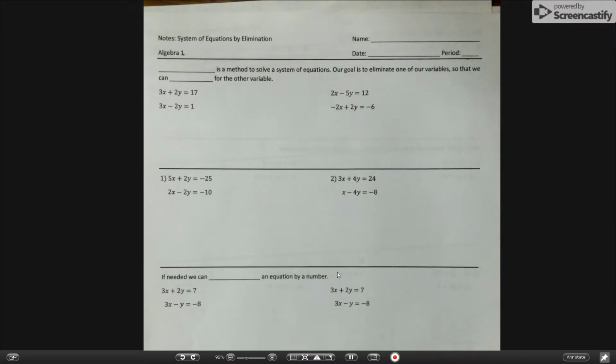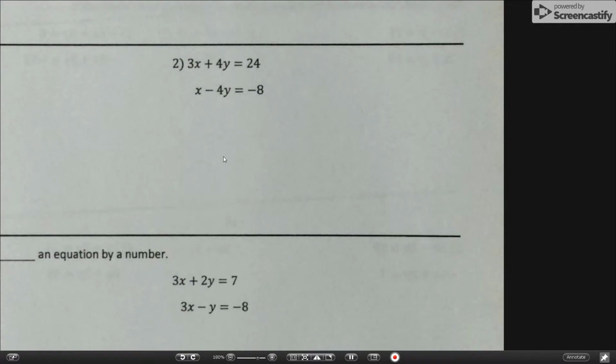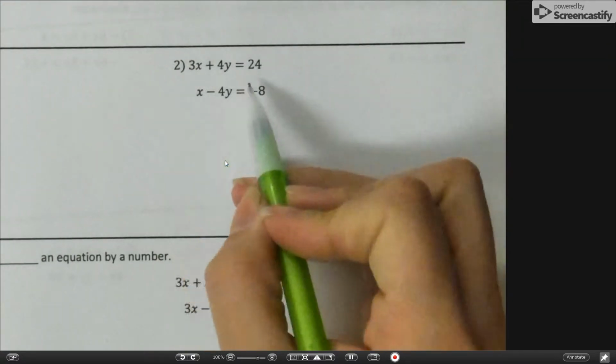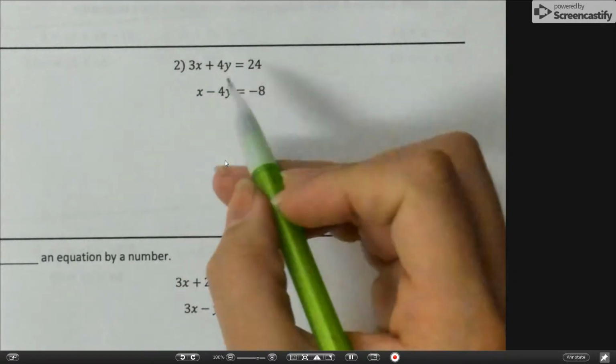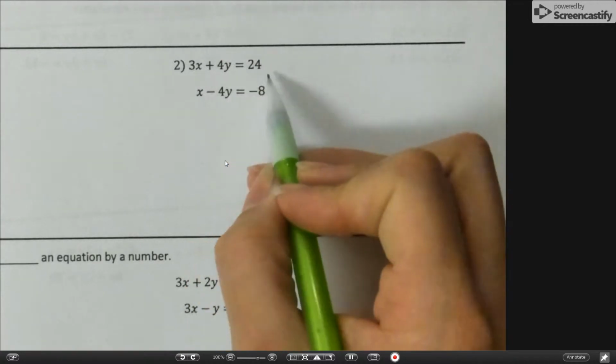To solve a system of equations using the elimination method, we first have to make sure that we have a system of two equations. So we have one equation here and one equation here. They should be in standard form. That's where both variables are on one side of the equal sign and there's a number on the other side.